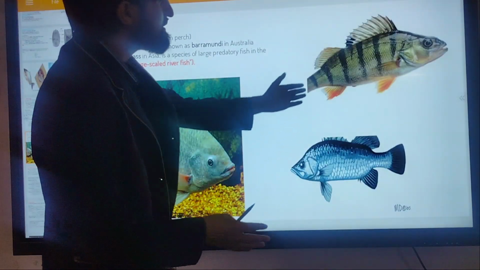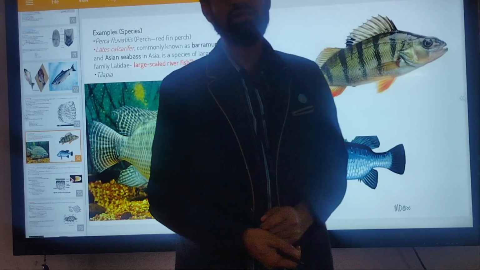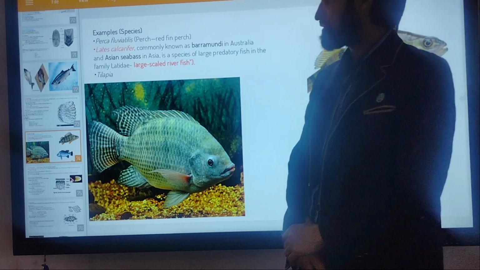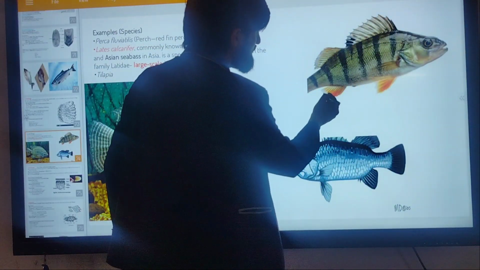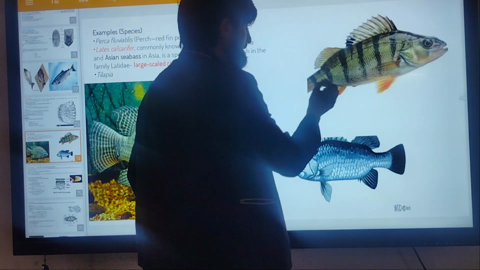You can see here a beautifully colored fish. We call it Lates calcarifer, commonly known as barramundi in Australia, or Asian sea bass. It is beautiful because of the chromatophores embedded in the skin.